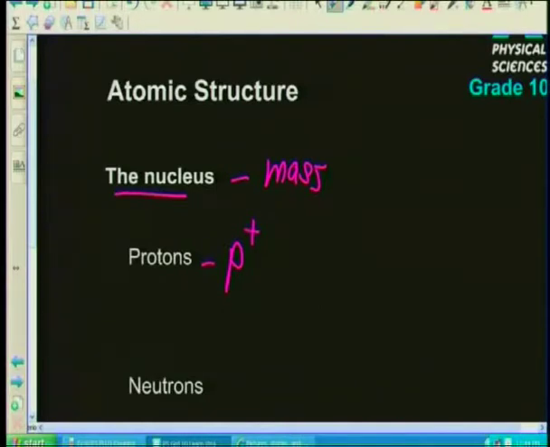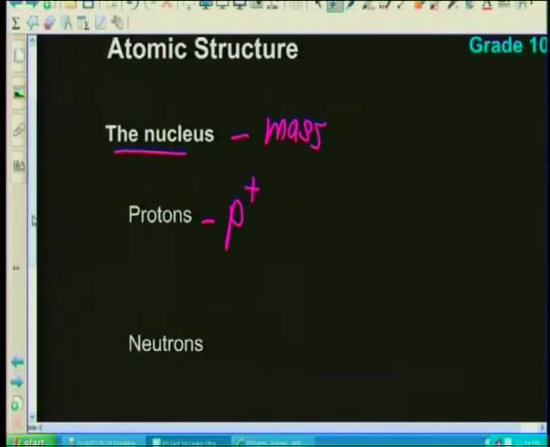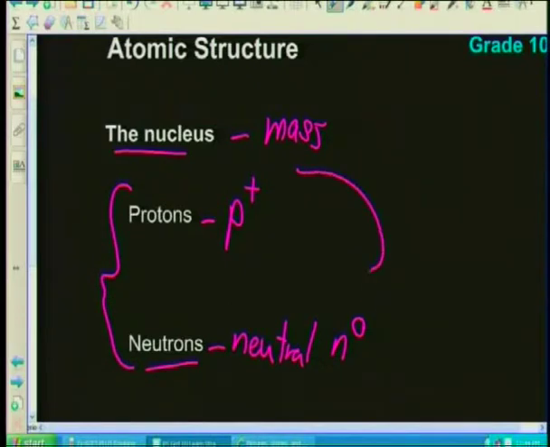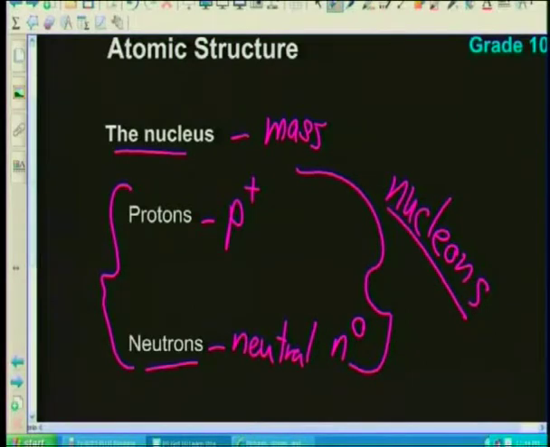But after some time, another scientist by the name of Chadwick came along, and he said, you know what, the nucleus also has some neutral particles. They don't have a positive or a negative charge. They're neutral. They're called neutrons. And together, these two particles make up the nucleus. And we can sometimes even call them nucleons, because they live in the nucleus.